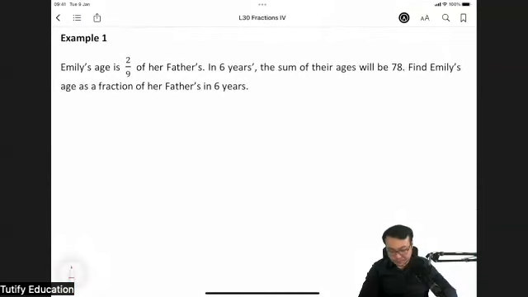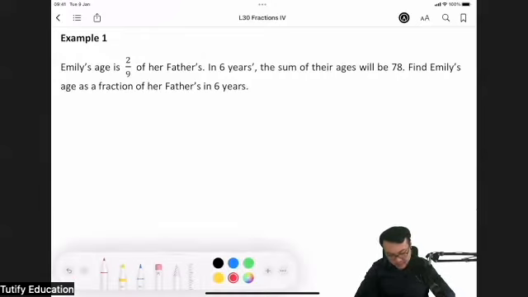In example 1, Emily's age is 2 out of 9 of her father's age. In 6 years' time, the sum of their ages will be 78. Find Emily's age as a fraction of her father's age in 6 years. All right, great. So let's draw a model, okay?